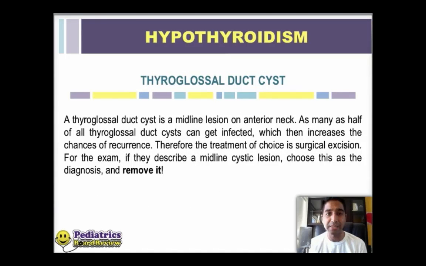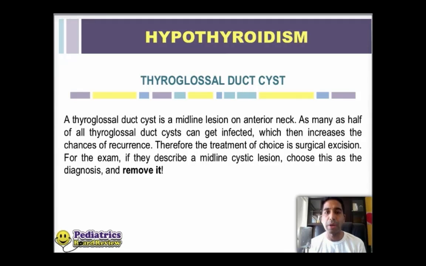Thyroglossal duct cysts can also cause hypothyroidism. They are midline lesions in the anterior aspect of the neck. As many as half of these thyroglossal duct cysts can actually get infected. This then increases the chances of their recurrence, and so it can actually end up becoming kind of a loop.